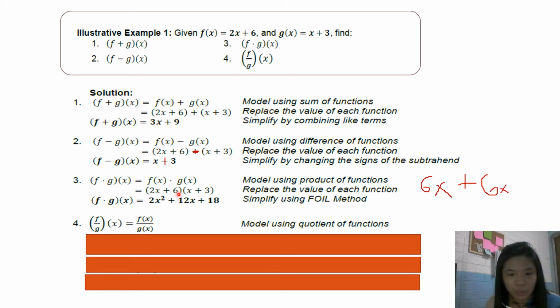Ayun nga. So, next na tayo. That is also 6x, right? 6 times x is 6x. How about 6 multiplied by 3? That is 18. So, we combine this. Ngayon na tayo magko-combine. 6x plus 6x is 12x. So, that's why our final answer is 2x squared plus 12x plus 18. So, burahin muna natin to.